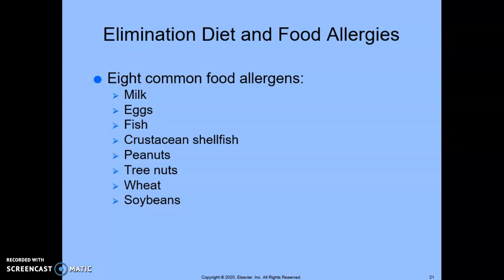Elimination diets for food allergies. A food allergy occurs when the immune system overacts to a protein in the food. Some symptoms may include itching, hives, nausea, vomiting, diarrhea, difficulty breathing, or anaphylaxis. And when people suspect a food allergy, the elimination diet can be used, as people remove suspicious foods from their diets. Some common food allergens are listed here.